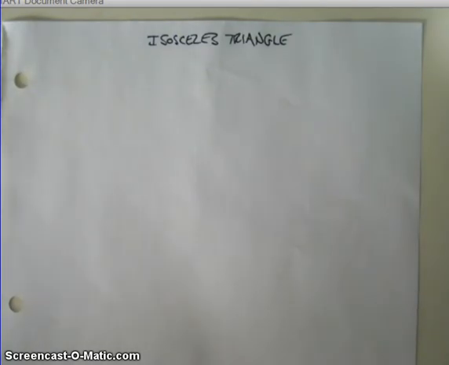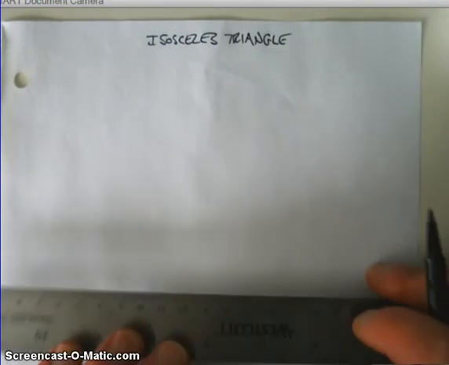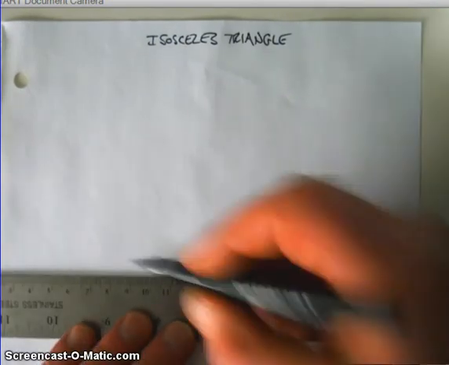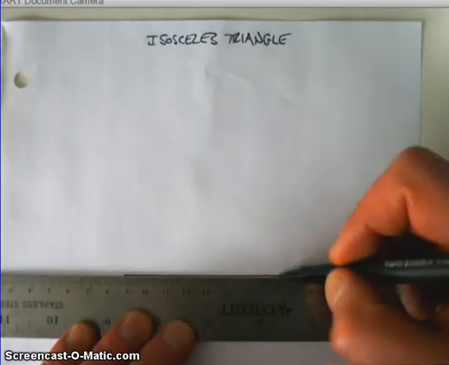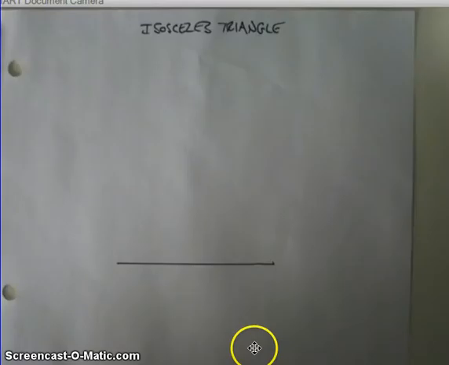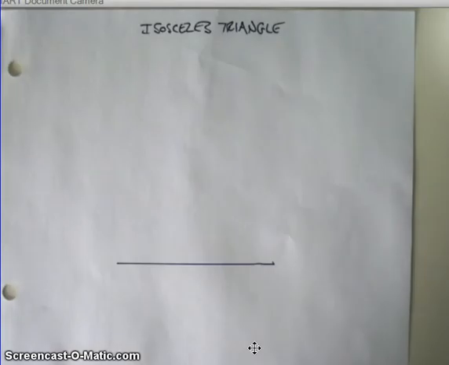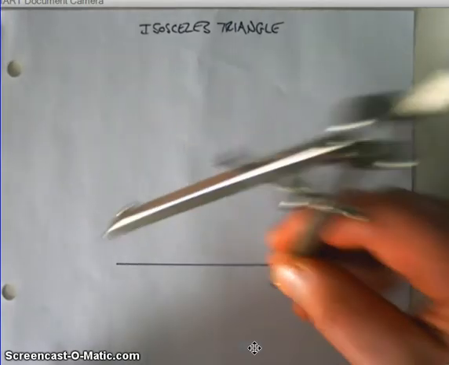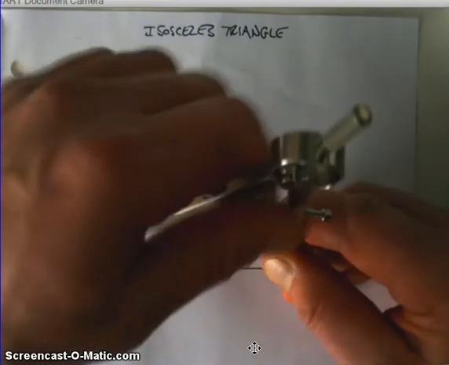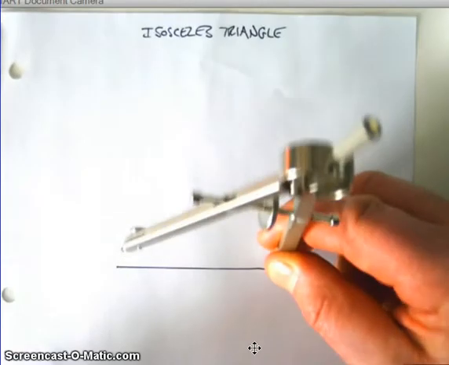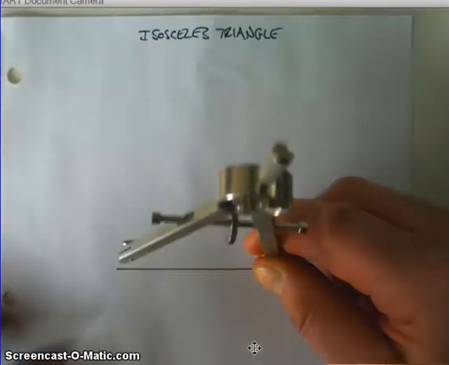So the construction we're going to be doing here is an isosceles triangle, and you want to start out with a segment of arbitrary length. And so just like in your midpoint construction, you're going to stretch the compass so that it's more than half. This time, if you want to go more than the whole, you can.